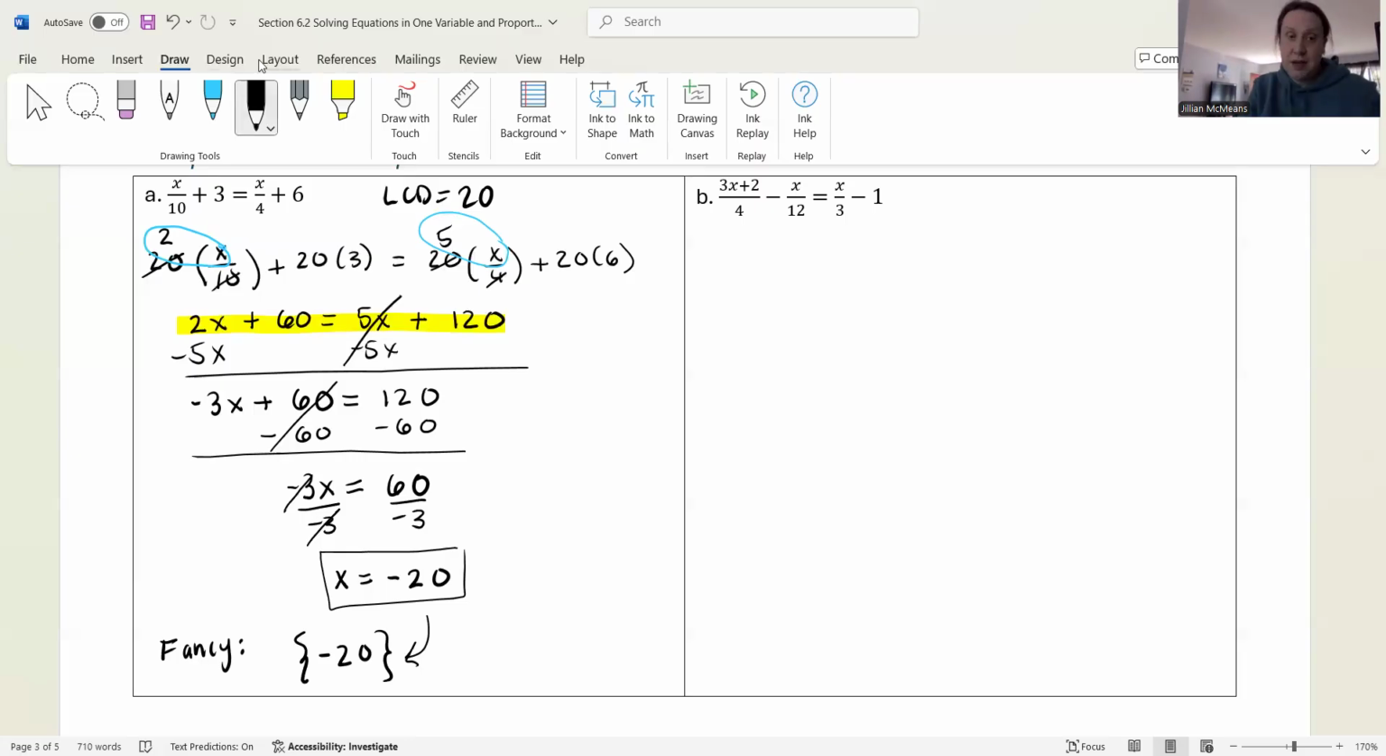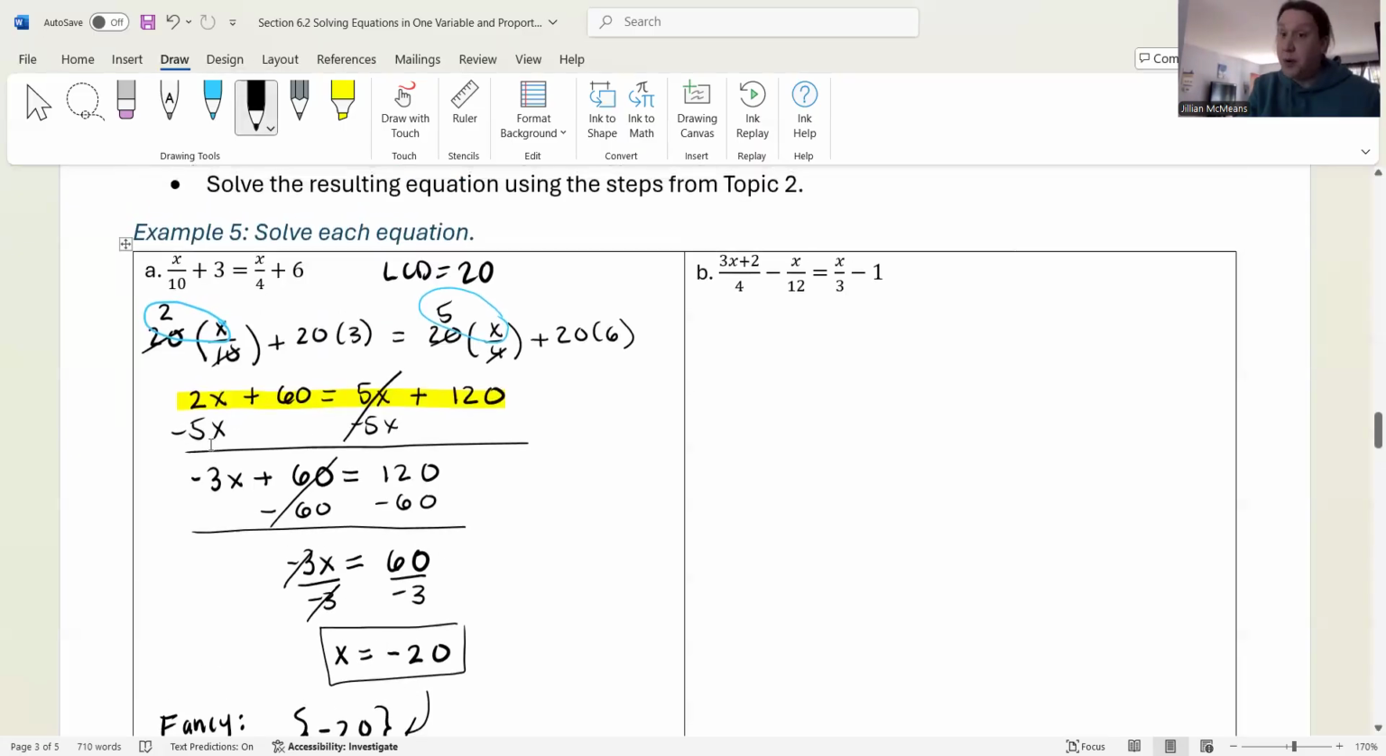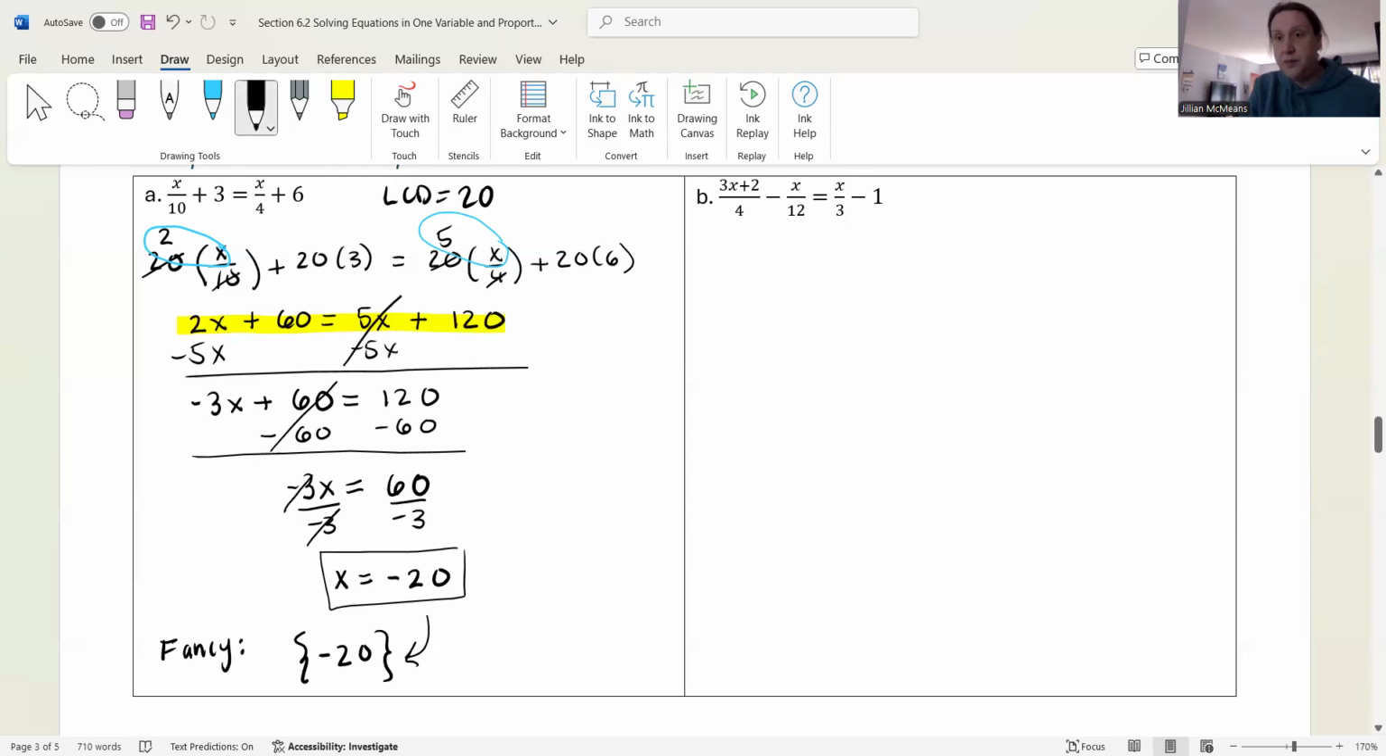Let's look at, or not example A, it is example 5, part A. Let's look at part B. Let me scoot this. I have something on my screen I need to scoot. Okay, so looking at part B, we have 3x plus 2 divided by 4 minus x over 12 equals x over 3 minus 1. So looking at all of those denominators, let's first determine the LCD, okay?